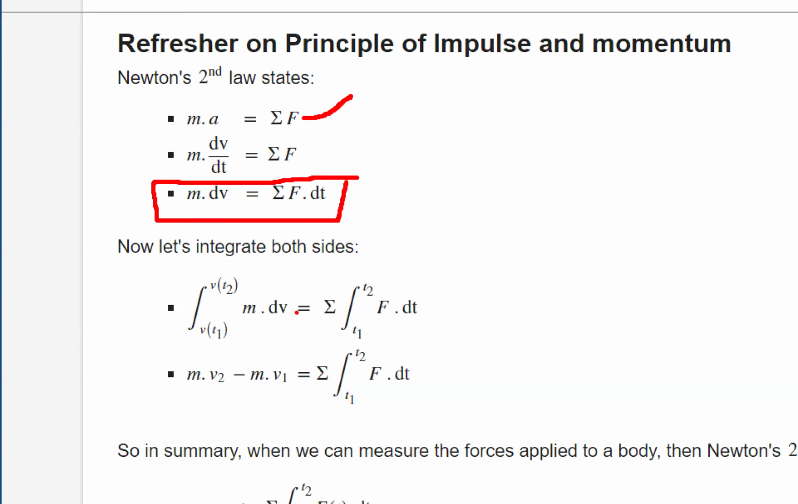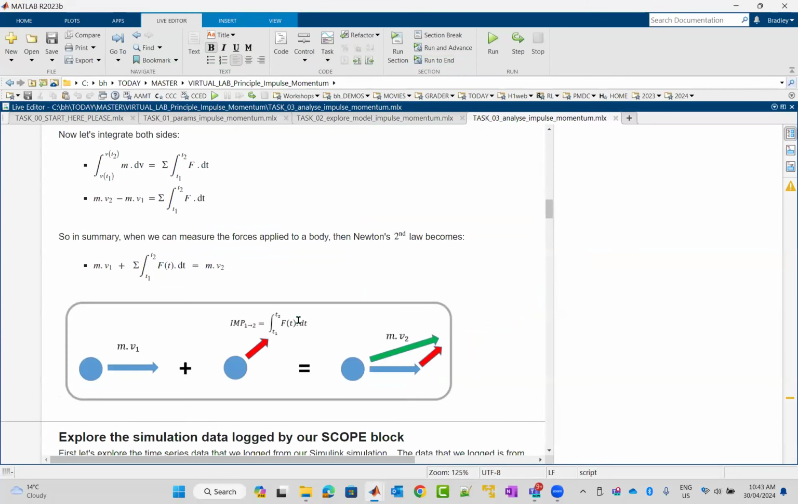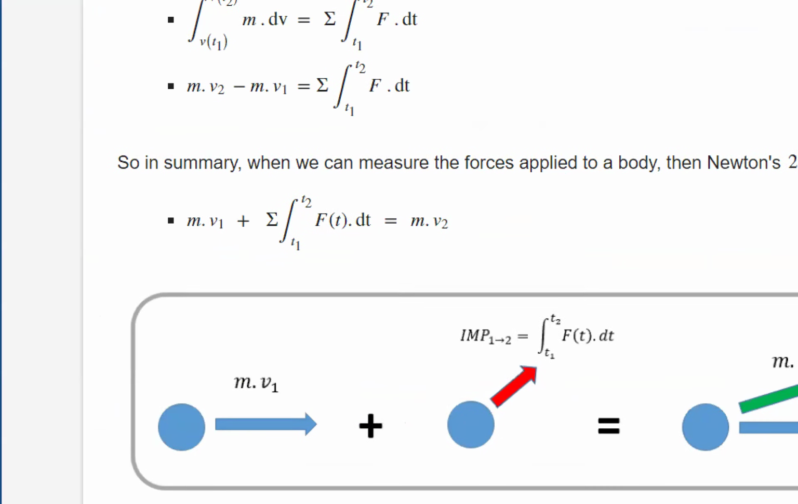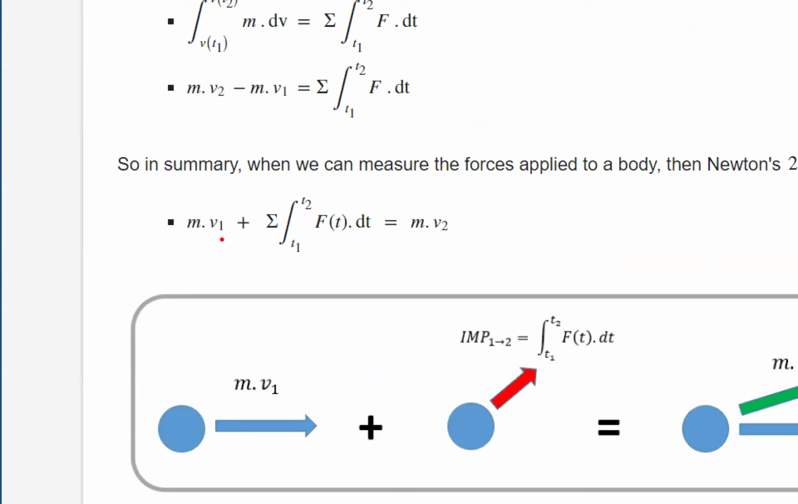If you integrate the left-hand side of that expression, it's really easy. If you integrate the right-hand side of the expression, it requires some knowledge about the forces that were acting on the red cart. And aren't we lucky that we've got a sensor in our experiment that actually told us at least the impact force that was acting on the red cart? So the principle of impulse and momentum gives us some expression like this.